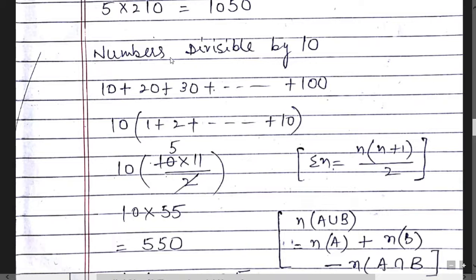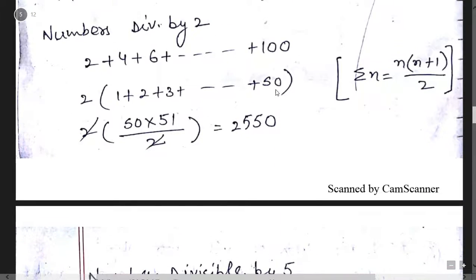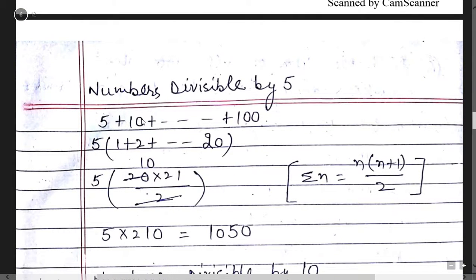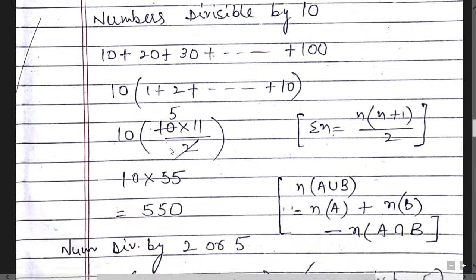Now if the number is divisible by both 2 and 5, you can write the numbers divisible by 10. Basically these numbers are repeated. 10 lies in this series also and in this series also. In both the series 10 is there. Basically you have to subtract this series after adding the series of 2 and 5.